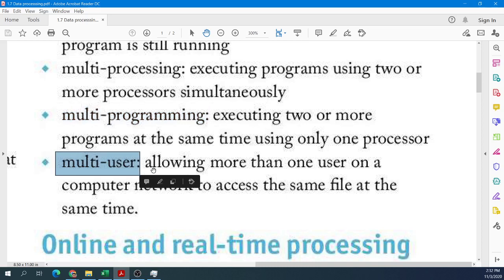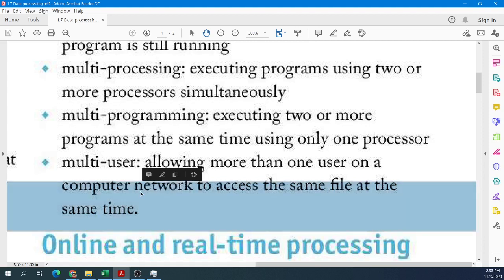And multi-user, that is allowing more than one user on a computer network to access the same file at the same time. So a network is basically like how at home you have your Wi-Fi and everyone in your home can connect to that Wi-Fi and get internet access. That is referred to as a network. Later on, we'll be learning more about networks. But that is the basic idea behind a network. The Wi-Fi that you have at home, that is an example of a network.